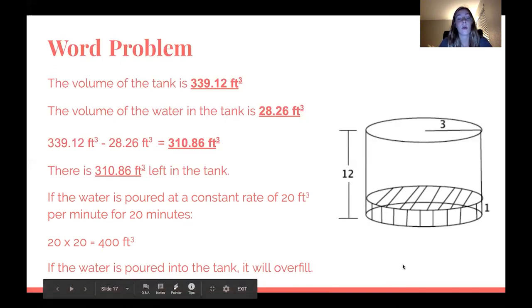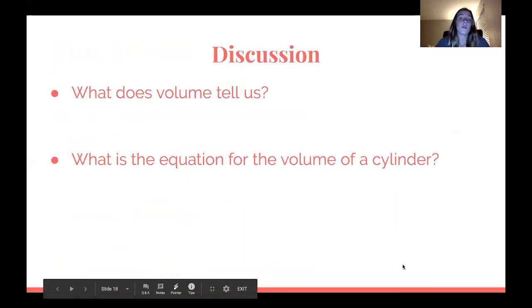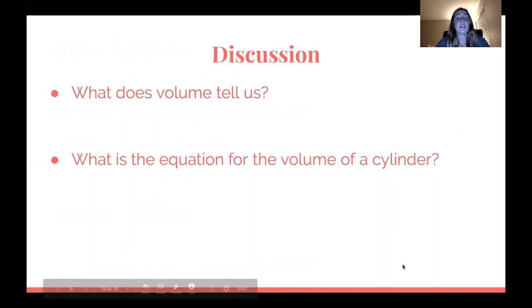And that's what's important. So what does volume tell us? Well, volume tells us how much of something can fit into that three-dimensional object. Like if you have a glass, how much water can fit in there? How much of something can occupy that space? That is volume. And it can tell us a lot more than just an answer.